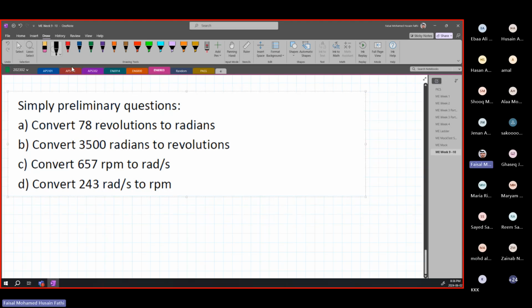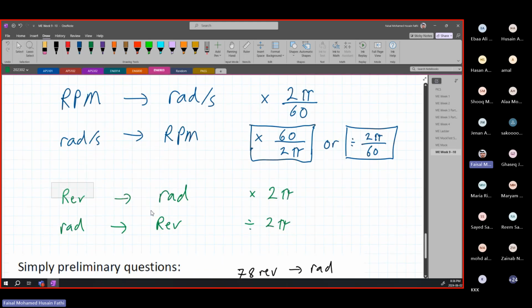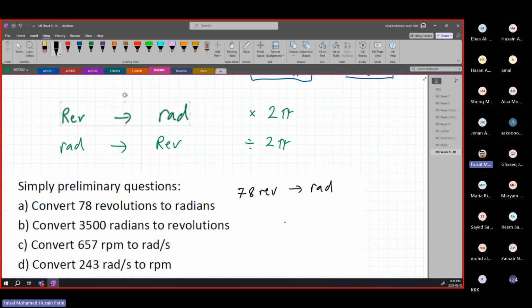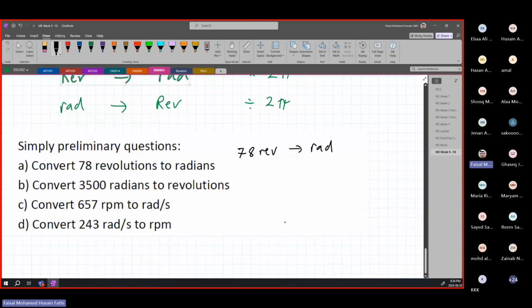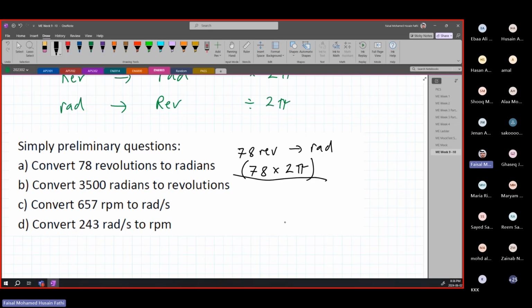For the first one, it's very straightforward. We are going from 78 revolutions, and we want to go into radians. Again, from the rule over here, we're going from revolutions into radians. All we have to do is multiply by 2 pi. So it's going to be 78 times 2 pi. And that is the answer for your first one in radians.